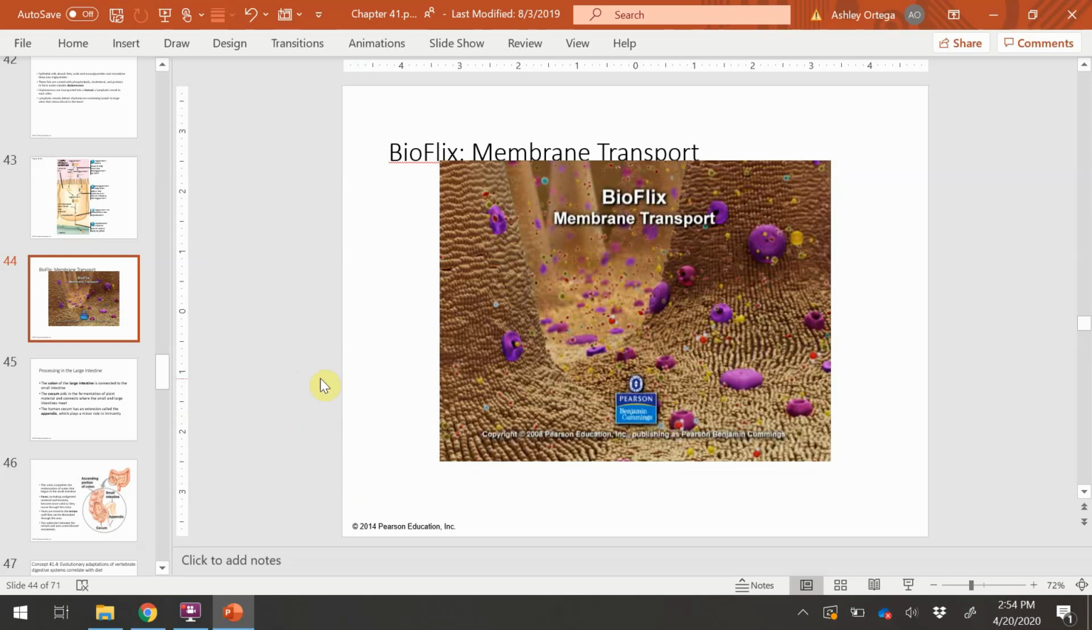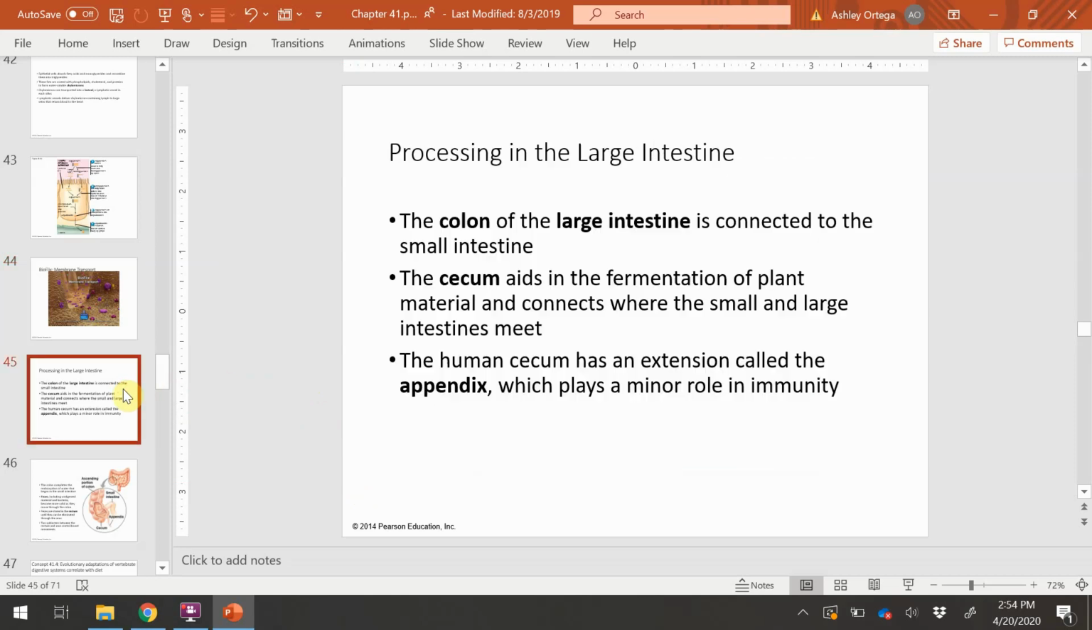Okay, that was a nice little summary of membrane transport. Now looking at the large intestine, as that food moves through the small intestine, eventually it will reach the large intestine, where it will meet the colon, the cecum, and the appendix. So looking at the colon, this is where the food's going to continue on. In the large intestine and the colon region, water is going to be absorbed, and that will then form a firm excrement that will eventually be excreted out through the anus.